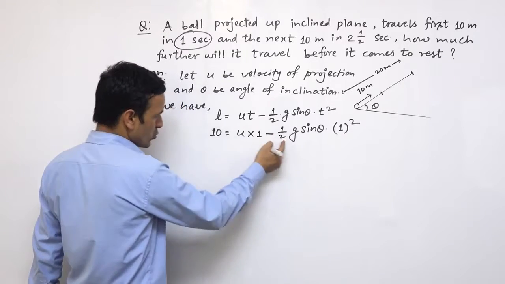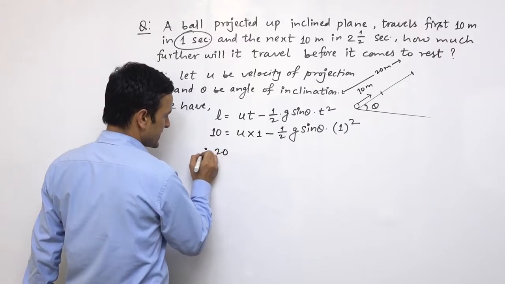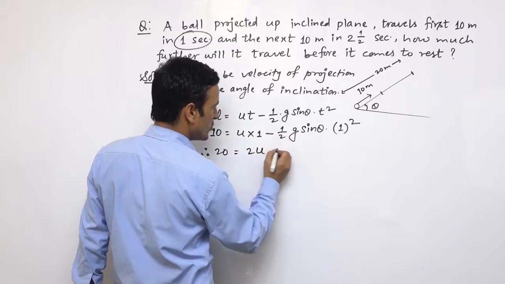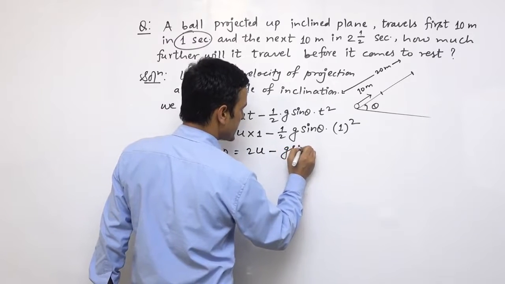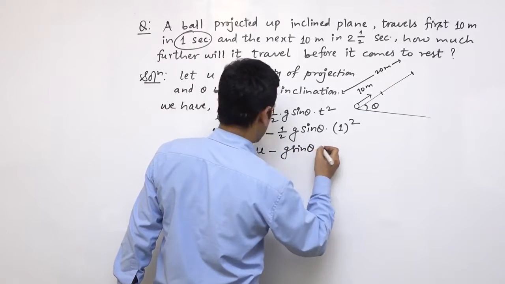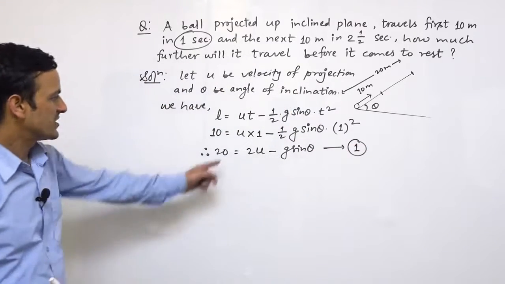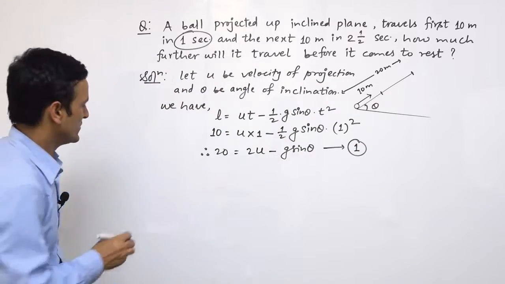So if you solve it, we get 20, after taking LCM, 2u over g sin theta. So it is equation 1. This is equation 1 from this relation.